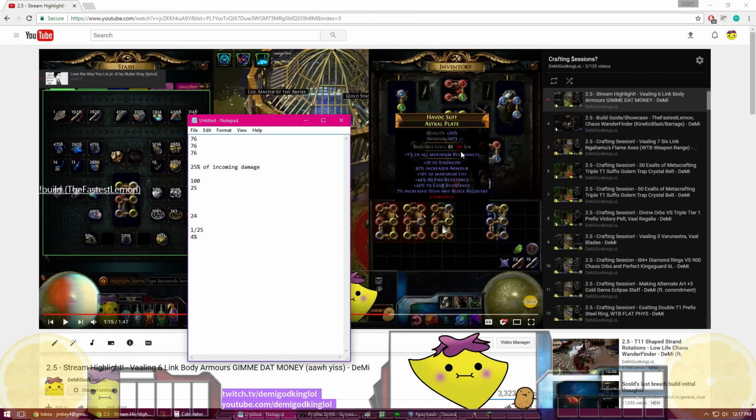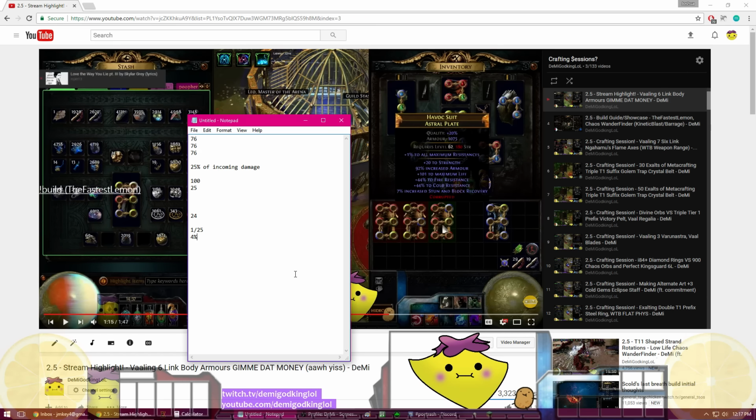The maximum resistance actually includes chaos res as well, so if you manage to cap your chaos res with a 1% max res chest, you get 76% all res, which means you take 4% less cold, lightning, fire, and chaos damage, which is incredibly valuable at endgame. This actually gets stronger the higher maximum resistance you get.